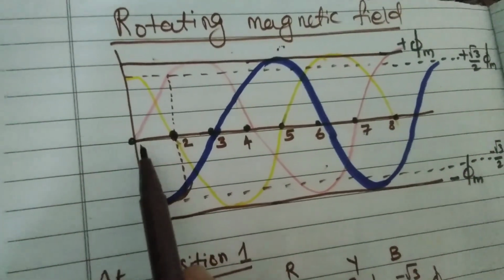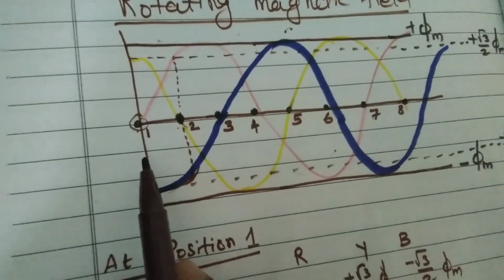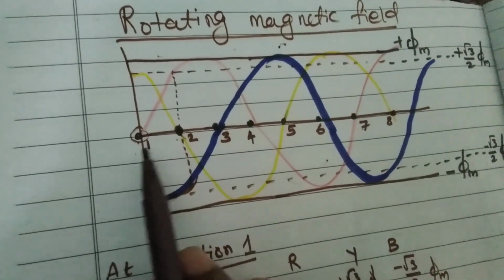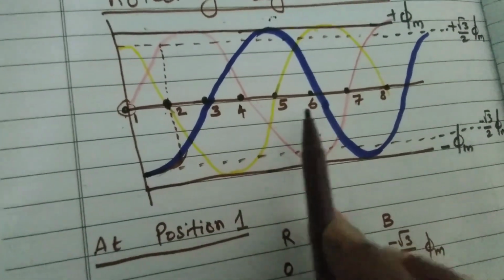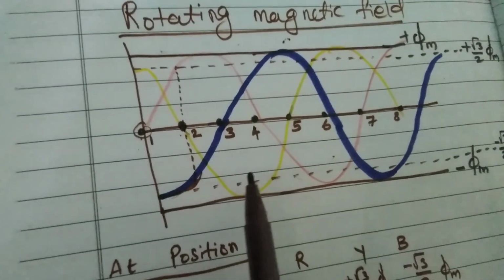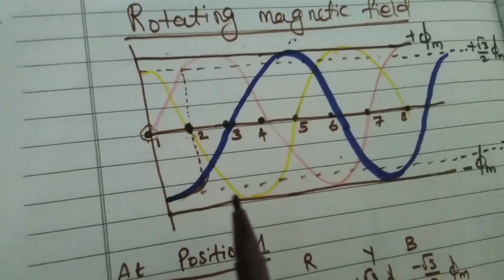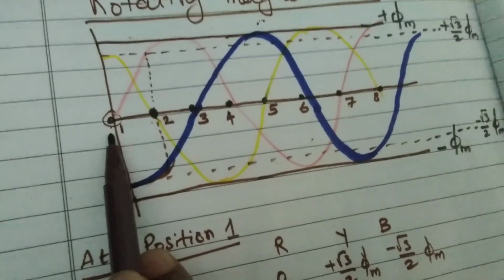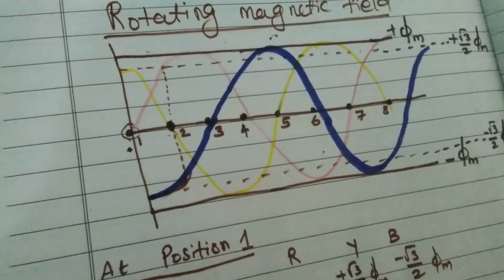We will consider different instants, and at each instant we calculate the value of flux produced. The magnitude will be the same in every instant, but the vectors of each instant will show that the complete magnetic flux produced is rotating. So we look at only two things: at every instant we calculate the magnitude of flux, and we also see the direction of the vector. That's it. Now, let us first see position 1.